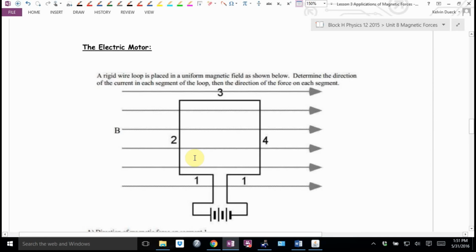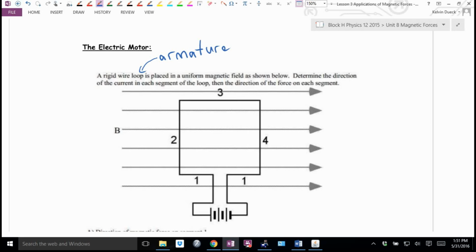A rigid wire loop. We have a fancy name for this. We call this, good gosh, spell it right, Mr. Duick, the armature of the motor. This is the part of the motor that spins inside the motor. Is placed in a magnetic field as shown below.